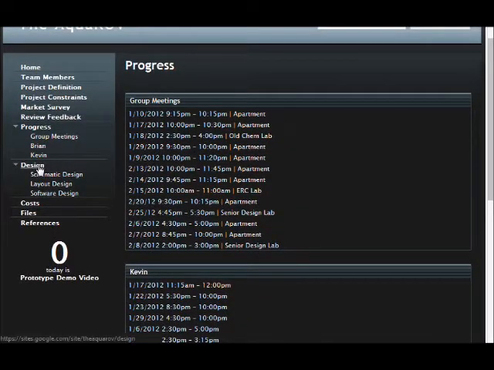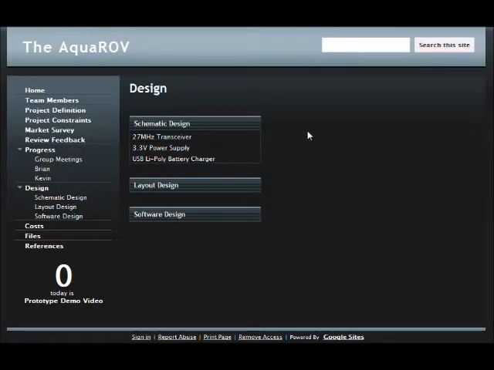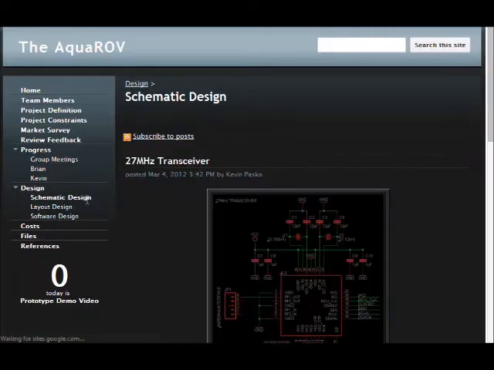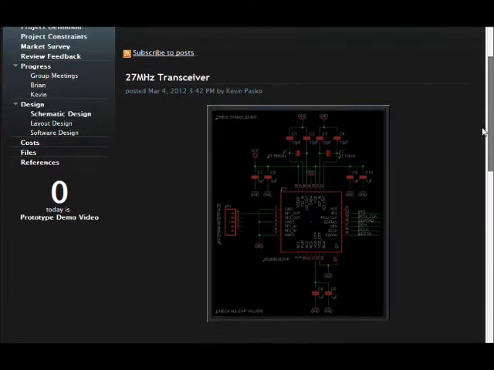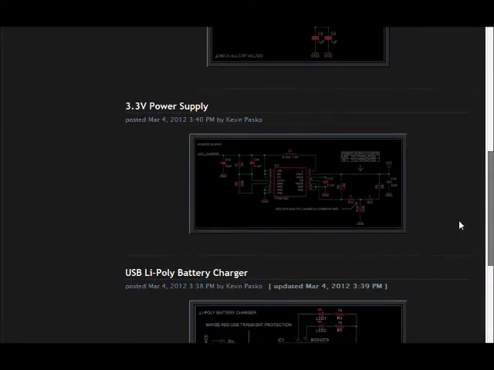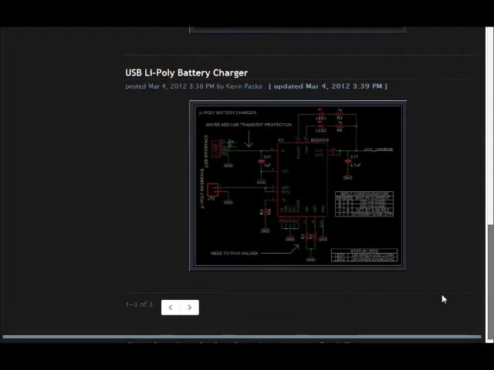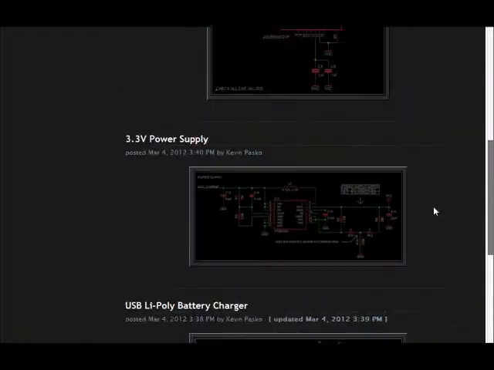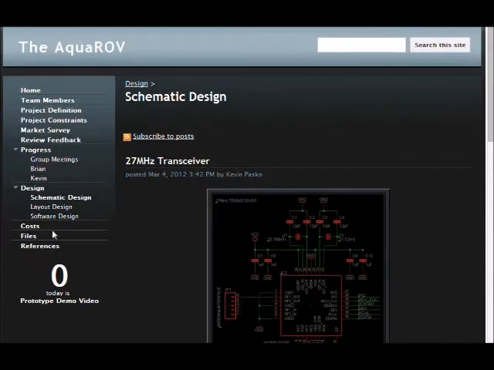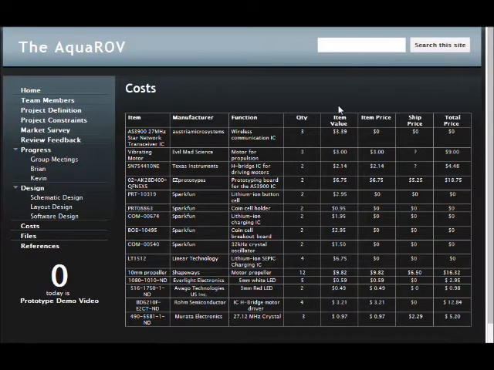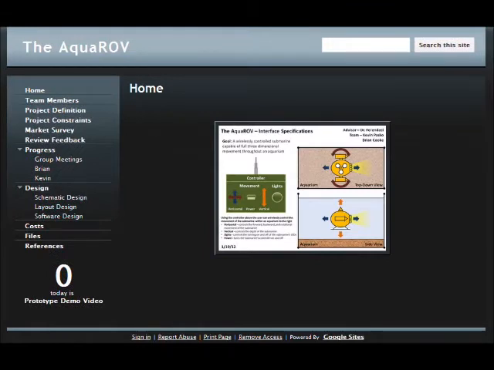We also have a sub-page for the designs we completed this quarter. This quarter we only completed the electrical hardware, which includes the schematic design. The schematic design modules we completed include a 27 MHz transceiver, a 3.3 volt power supply, and a USB lithium polymer battery charging circuit. We have a subpage for all of the components we have purchased and the total cost of all of those parts. And that is the AquaROV website.